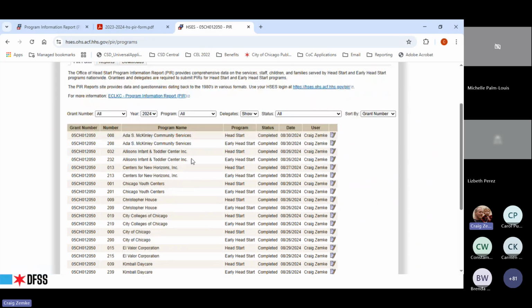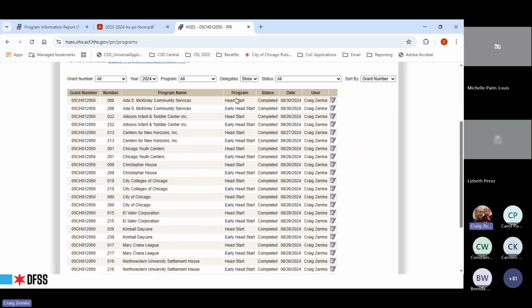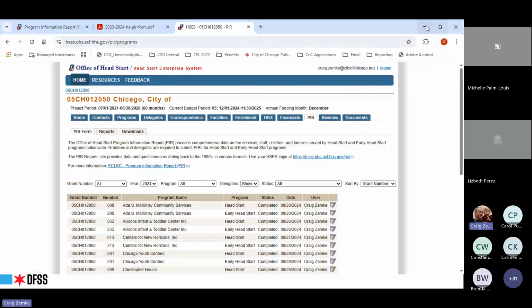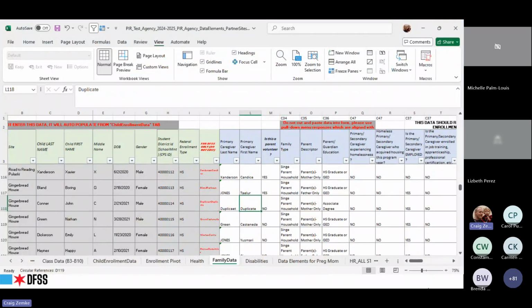But for PIR, you'll notice we've got agencies with more than one. There's a Head Start one, there's an early Head Start. So this is where we get to like 50 reports, is we have agencies that have more than one grant. So if you've got two and the same parent is in both grants, you do need to have two lines for them, one of which would say Head Start, one of which would say early Head Start, so that we can include them on both reports. But we don't need them twice on the same one. That's the distinction. I hope that's clear.